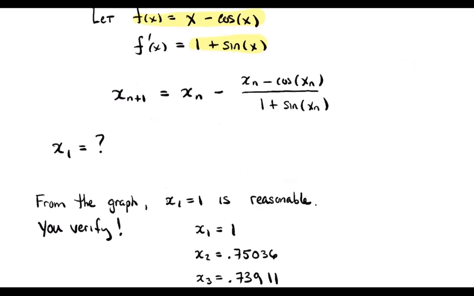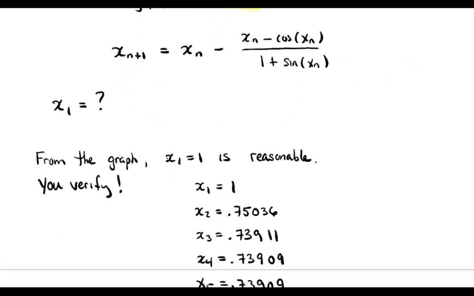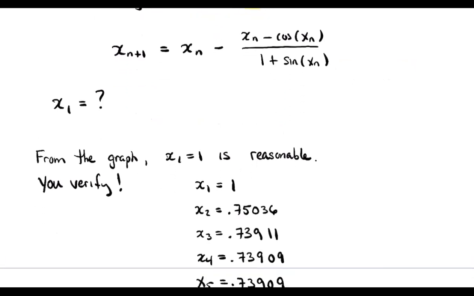Okay, and now you verify this. I've just written them out, but if I take x1 to be 1, and everywhere in this formula that there's an x value, there's 4 spots, if I replace that x value with 1, making sure my calculator is in radian mode and carefully following the order of operations, I'll get that x2 is equal to 0.75036. Stop the video and make sure you can verify it.